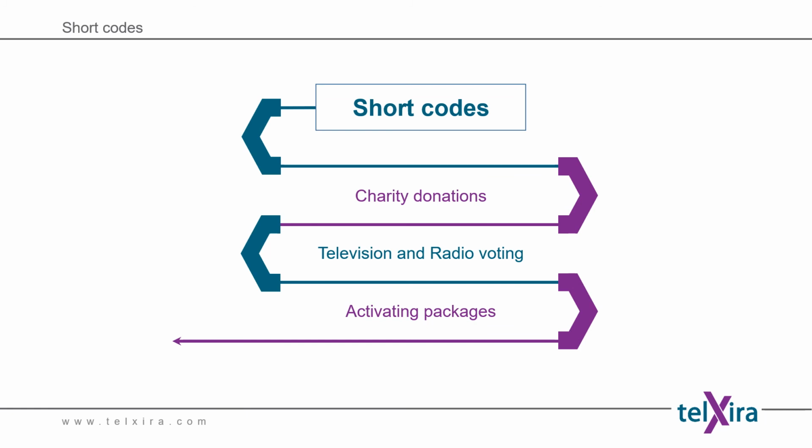But shortcodes are not as straightforward as long numbers to implement. With a long number, all mobile operators in the country and internationally recognize who the number belongs to based on the prefix. Shortcodes need to be applied for from the regulator in a given country, and then they need to be enabled with each mobile operator. This can make the implementation of shortcodes both time-consuming and expensive.